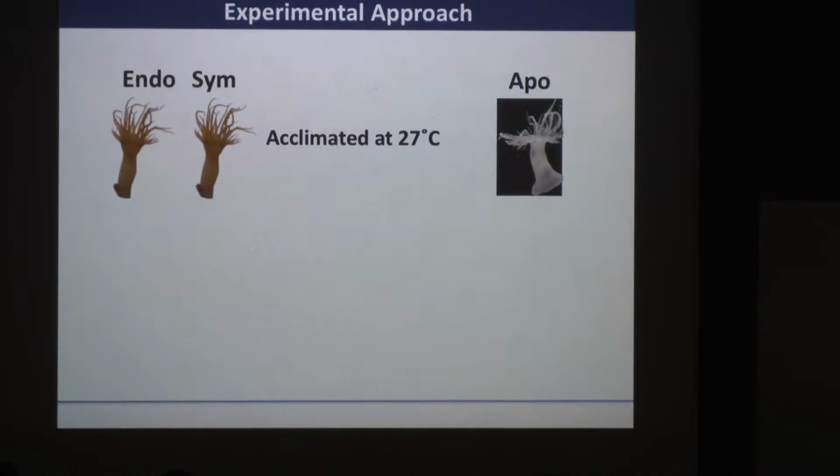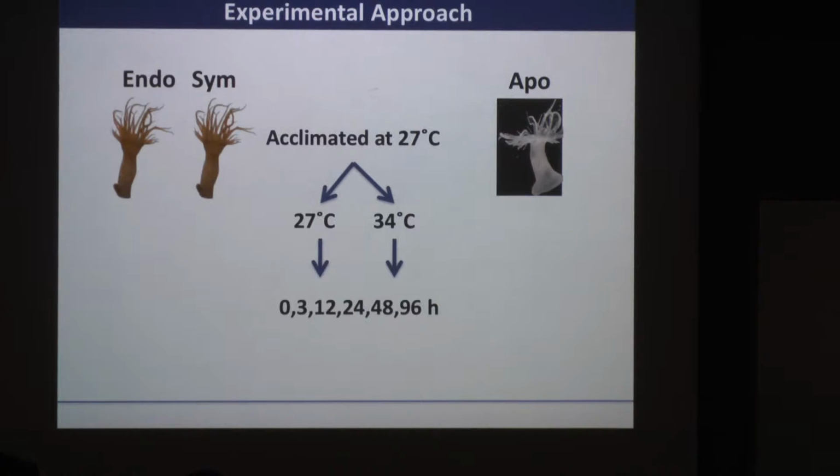And so our experimental approach was to take our endo strain. So this is our normal combination of CC7 with its clade A. The Sym is going to be our novel combination, so now with our clade B, and then also our aposymbiotic strains. And so we typically grow them on a 12-12 light dark cycle at 27 degrees, and then either kept them at 27 degrees or exposed them to this heat stress, and then sampled throughout that heat stress for measurements of bleaching, but then also preserved them in RNAlater, and then extracted RNA and did RNA-seq.